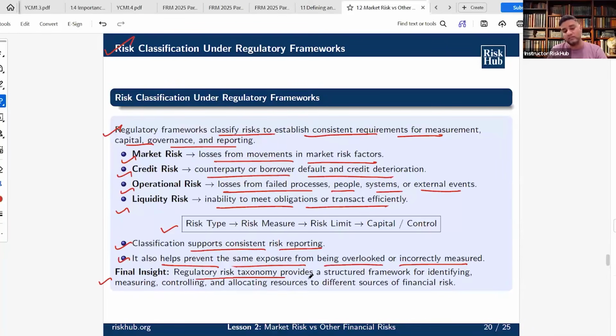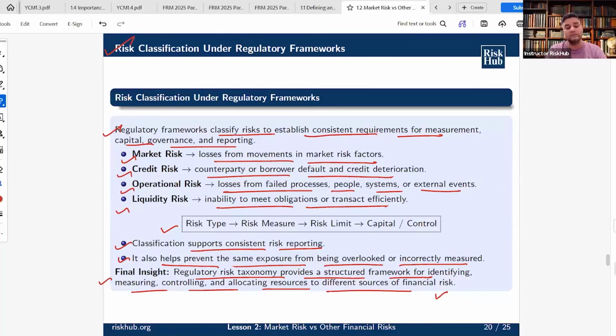Final insight, regulatory risk taxonomy provides a structured framework for identifying, measuring, controlling, and allocating resources to different sources of financial risk. Okay. So when we look at this, the slide restates the four categories in regulatory terms. Regulators classify risk to set consistent requirements for measurement, capital, governance, and reporting. Market risk, losses from moves in market risk factors. Credit risk, counterparty or borrower default, and credit deterioration. Operational risk, losses from failed processes, people, systems, or external events. Liquidity risk, inability to meet obligations or transact efficiently.